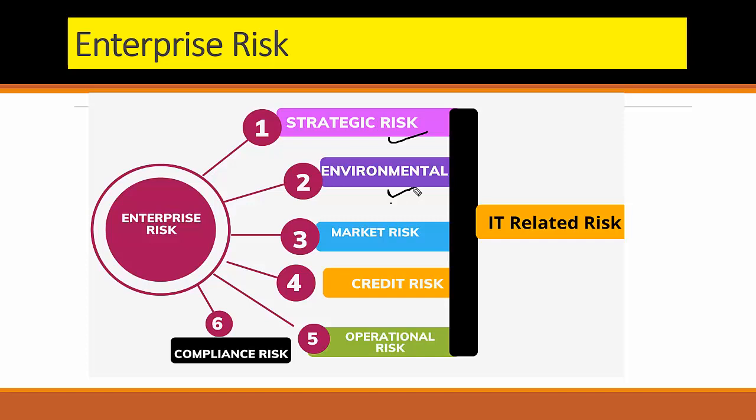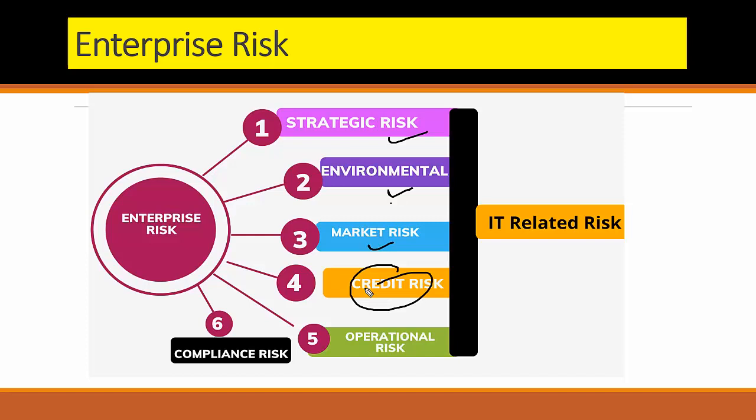Second is called an environmental risk. Environmental risk is pollution or disturbance of a protected area. Third is called a market risk. Market risk is like foreign exchange rates, availability of commodities and raw material. Then we have a credit risk. Credit risk is like interest rates, callable loans, damage to asset for which the organization is an insurer. So that is basically called a credit risk.